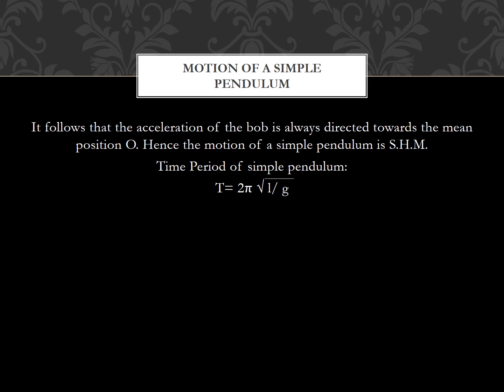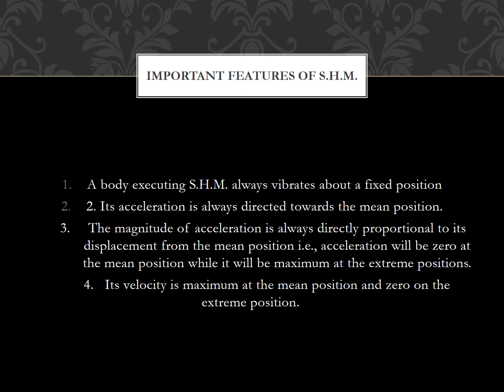The time period of simple harmonic motion for a simple pendulum is T equals 2 pi under root L by g, where L is the length of the pendulum and g is the gravitational acceleration. Now we will discuss all the important features or points of simple harmonic motion that we have already discussed in all the above examples.